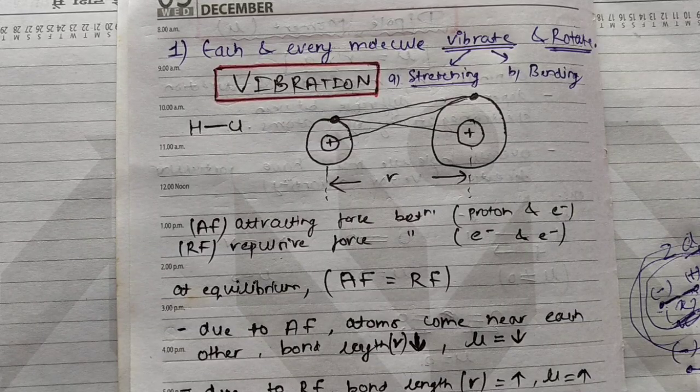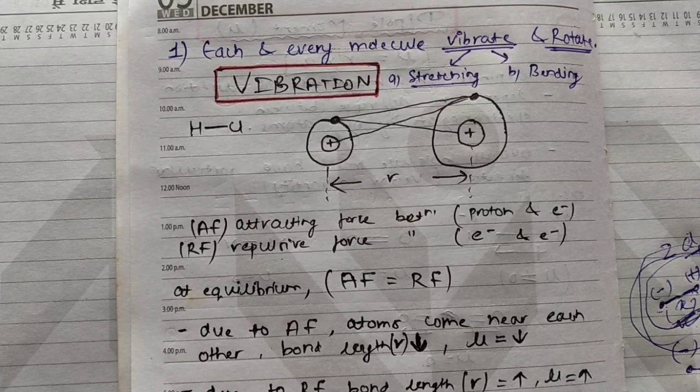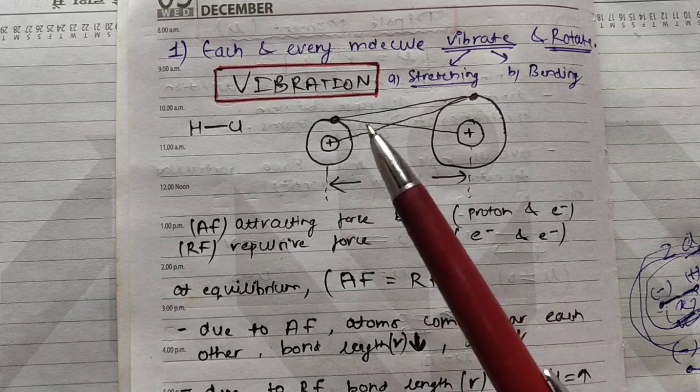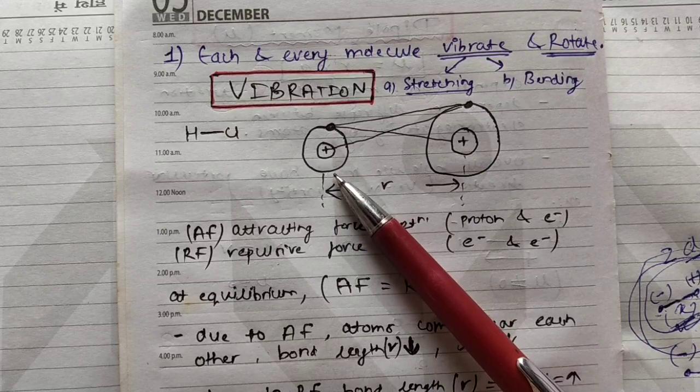So now coming towards the third point, what we studied before: each and every molecule vibrates and rotates. Whether it is oxygen, nitrogen dioxide, HCl or carbon dioxide, each and every molecule vibrates and rotates continuously. So why are they vibrating? Here we'll find out.